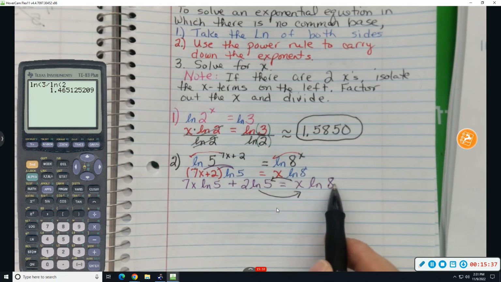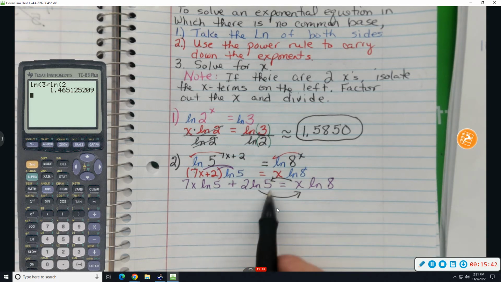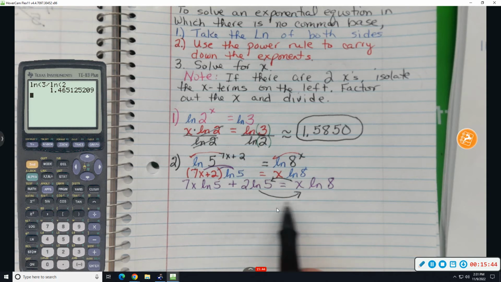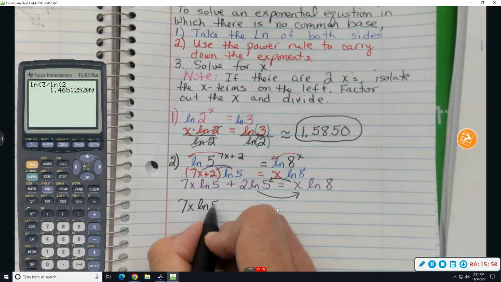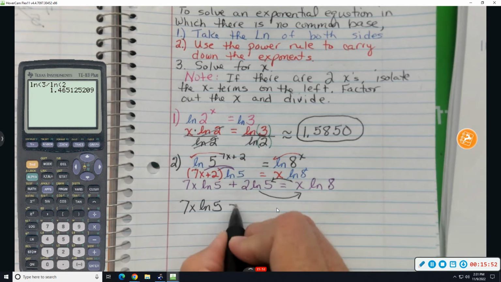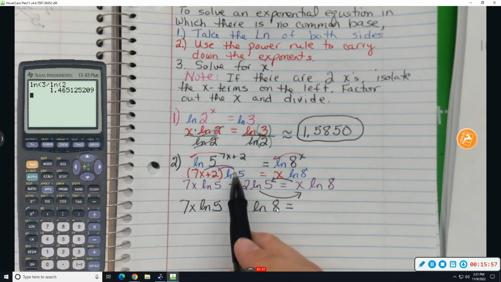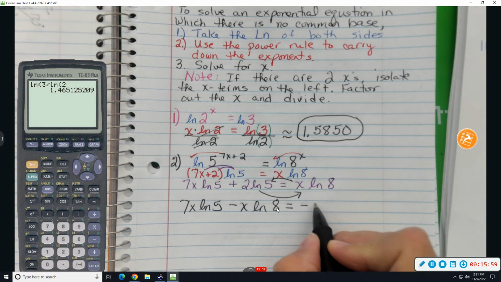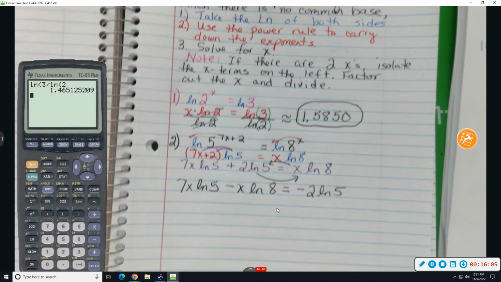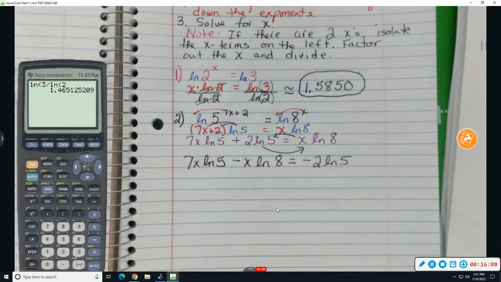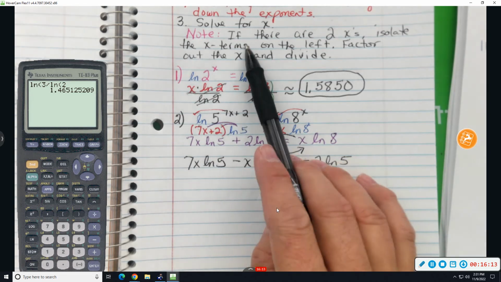I'm going to move this x ln 8 over to the left. And I'm going to move the term that doesn't have an x, the 2 ln 5, to the right. So we'd have 7x ln 5, then a minus x ln 8. This is a messy manipulation. Equals a negative 2 ln 5. So if there are two x's, isolate the x terms on the left.